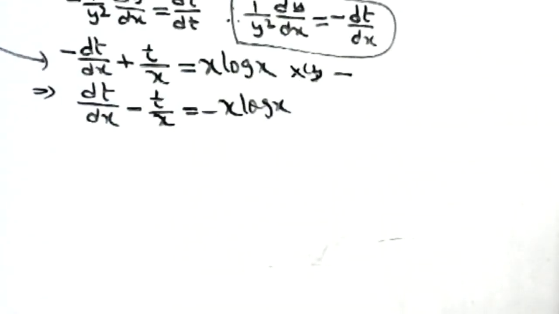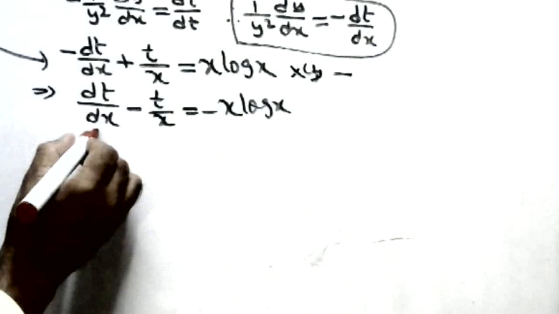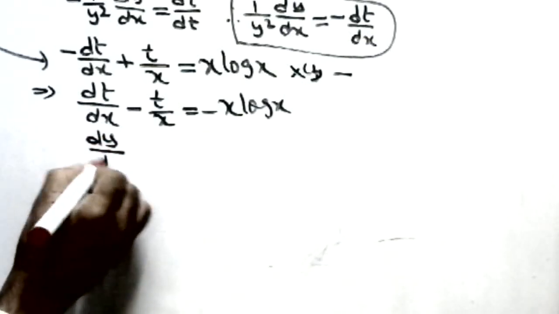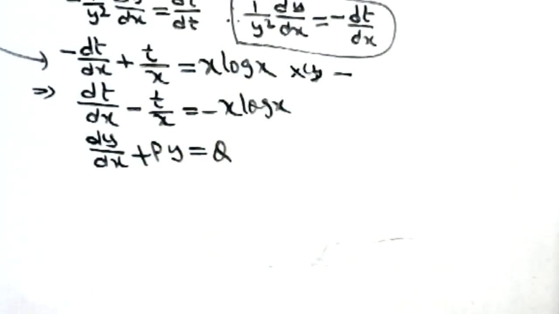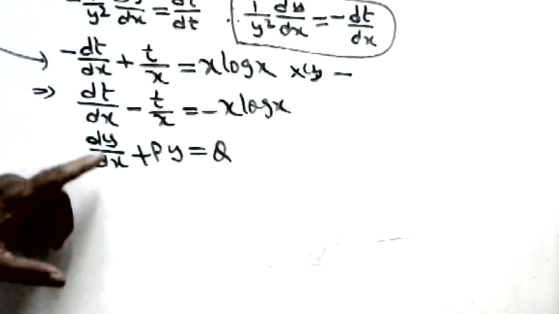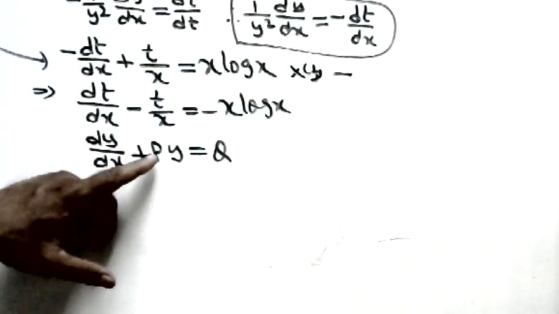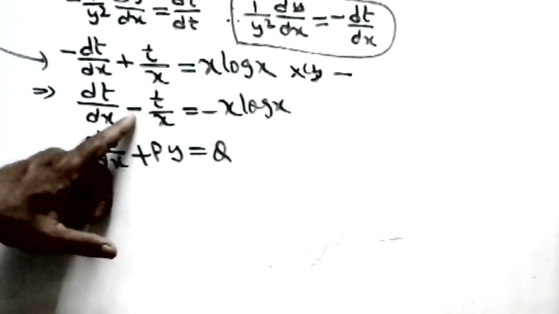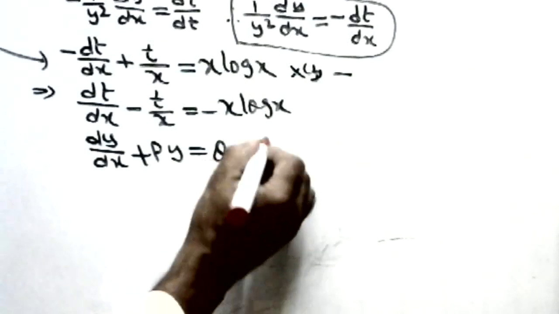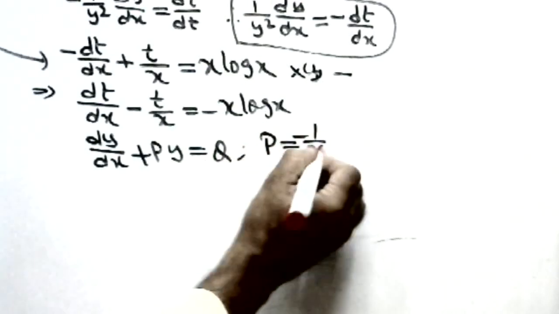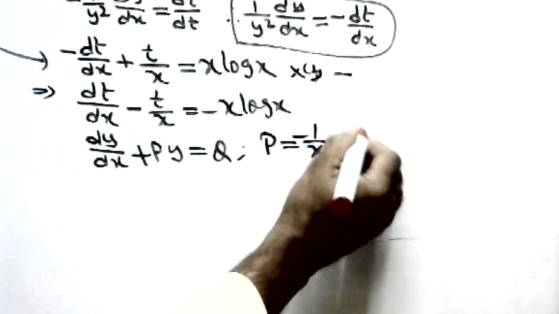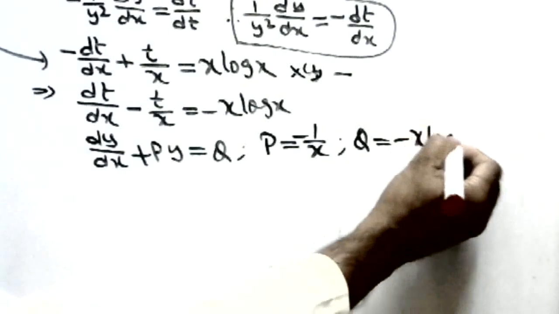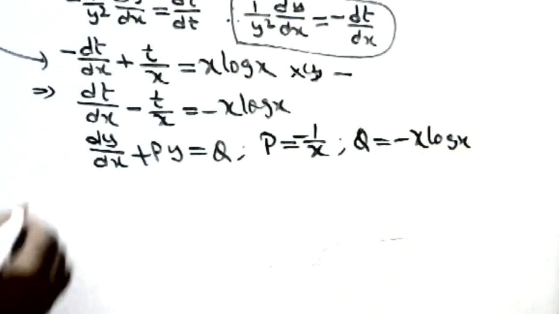Now this becomes the linear differential equation. So we do this procedure using the method of linear differential equation. Let me compare with the linear equation, dy by dx plus py equals to q. This is the linear differential equation. So in place of y we are having t. In place of p, compare, it will be minus 1 by x. P equals to minus 1 by x, and q equals to minus x log x.